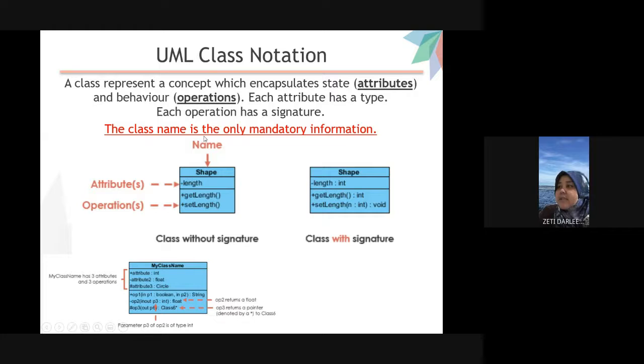So the class name is not the only mandatory information. Encapsulate tu maksudnya ketiga-tiga bahagian tu container tu mesti kena ada. So the class name is not the only mandatory information that they must have. They also must have attribute and its operation. Okay. So class without signature, class with signature. So usually conceptual types like this.